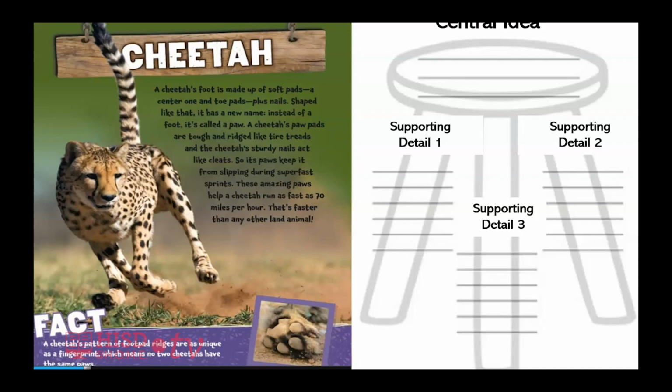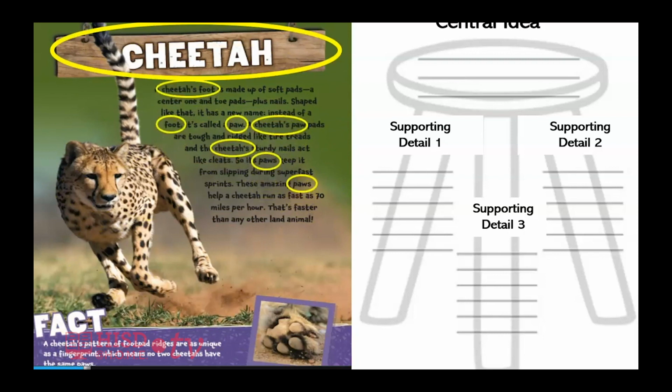So step 3 asks us to circle words and ideas repeated throughout the text and underline the first and last sentence. So our reading should look like this. We've circled the title, cheetah. The repeated words and ideas are cheetah's foot, paw, cheetah's paw, cheetah, paws. And we're going to underline the first and last sentence. A cheetah's foot is made up of soft pads, a center one, and toe pads plus nails. And the last sentence, that's faster than any other land animal.